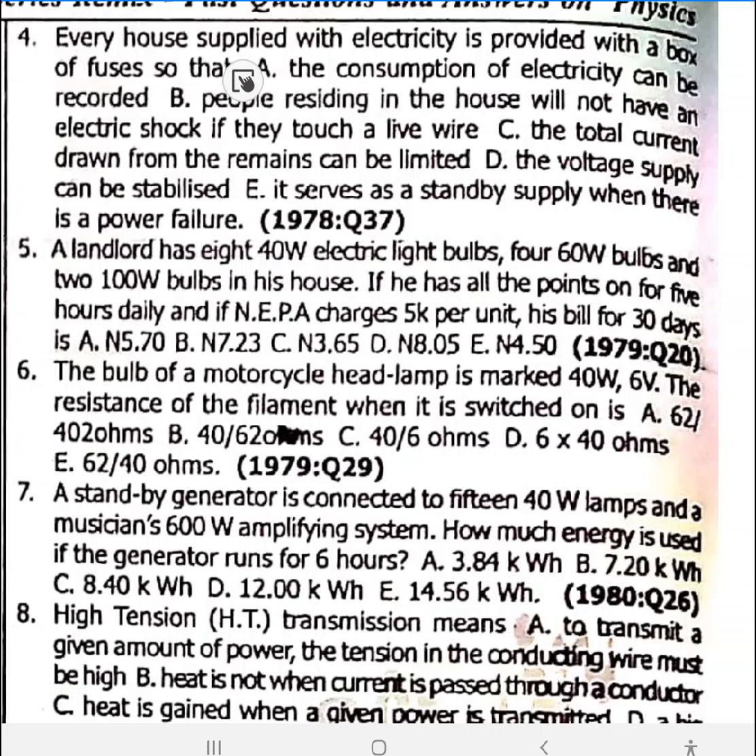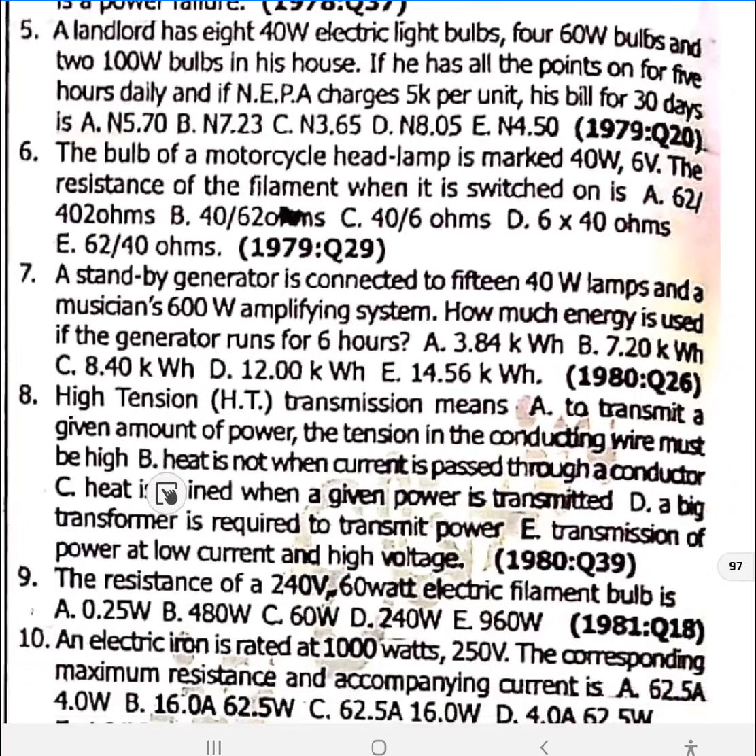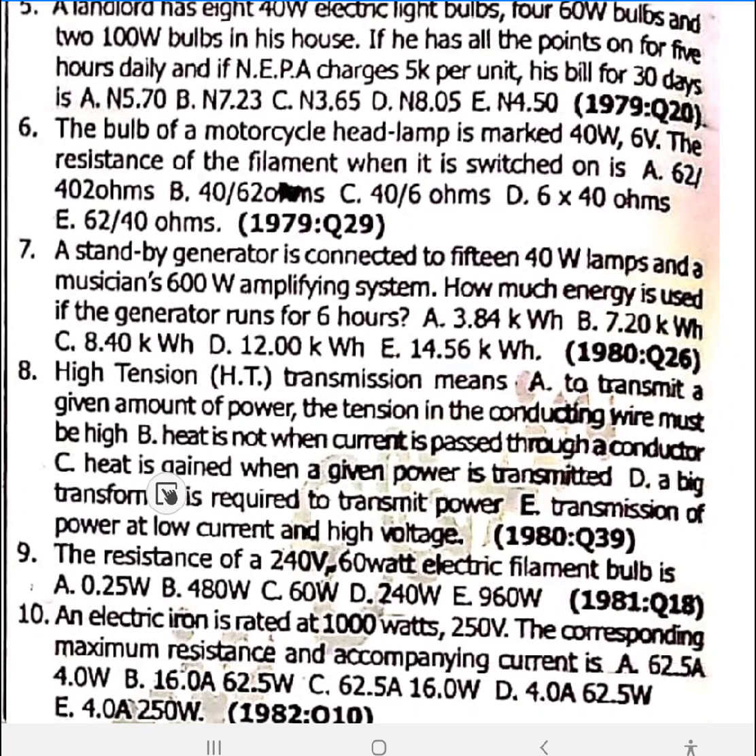Every house supplied with electrical power is provided with a box of fuses so that the total current drawn from the mains can be limited. Number 4 is option C. Number 5 has to do with calculation. 6, calculation.